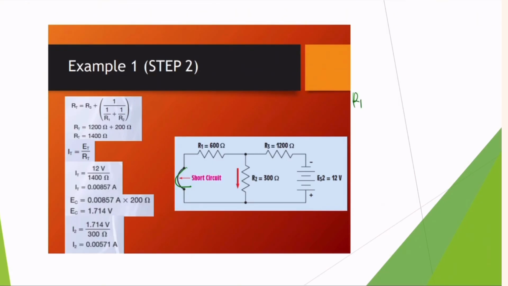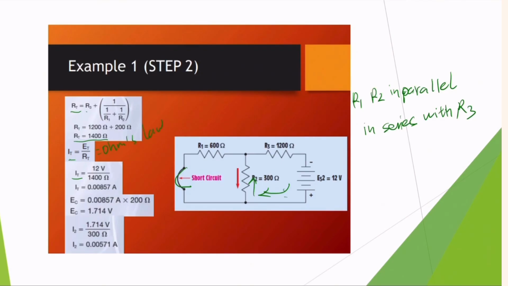Now we have R1, R2 in parallel, and in series with R3. So if we define the current direction this way, all of it will go this way. So the total resistance will be R3 plus R1 and R2 in parallel. So the total resistance is 1400 ohms. And after that, we can get IT by using Ohm's law.